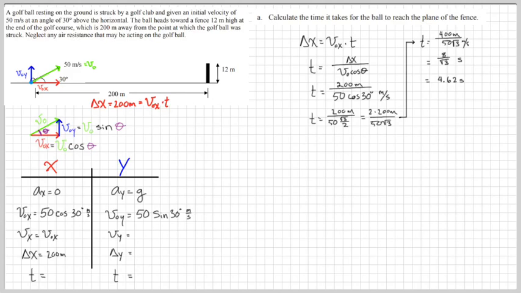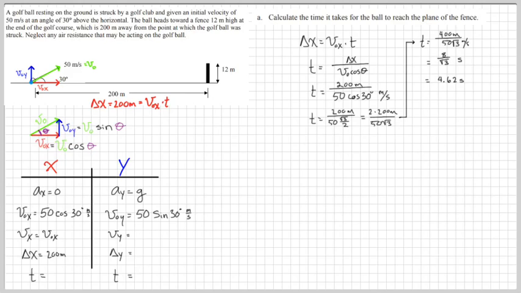So that's the amount of time it's going to take for that object to get from its initial spot, t0, where v0 is, that very initial launch point, 4.62 seconds for it to travel a horizontal distance of 200 meters, given that we know its initial velocity in the x direction is 50 cosine 30, and that velocity is going to stay constant throughout the entire trip of 200 meters.